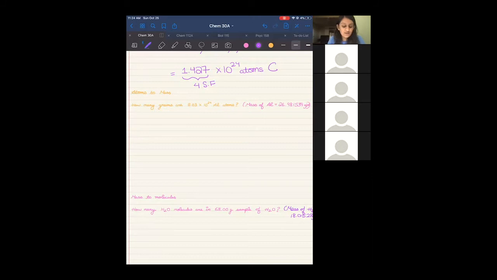So now we're going from atoms to mass. This is the opposite of what we just did, okay? So the steps are the same, but we are doing the opposite of what we were doing before. So take some time and do this problem on your own, and then we will go over it together. And I have already provided the mass for aluminum, so don't worry about going to your periodic table.